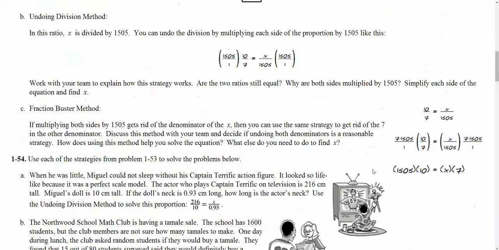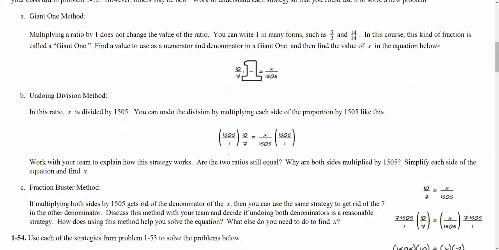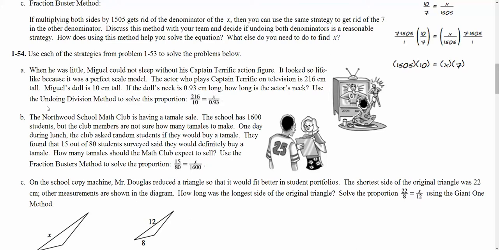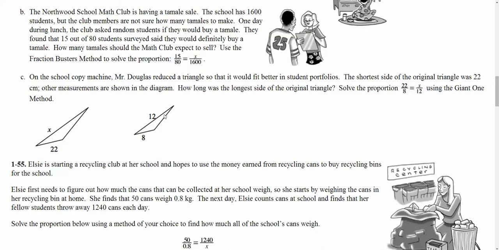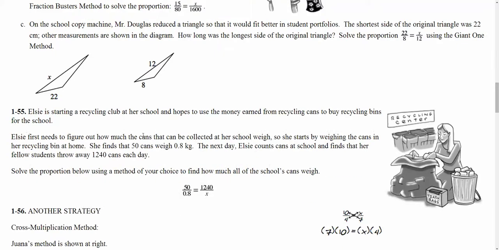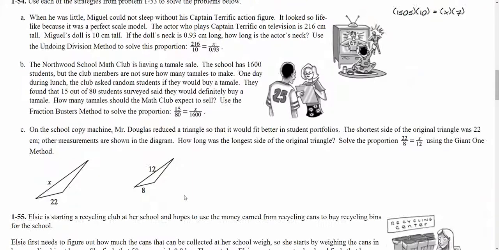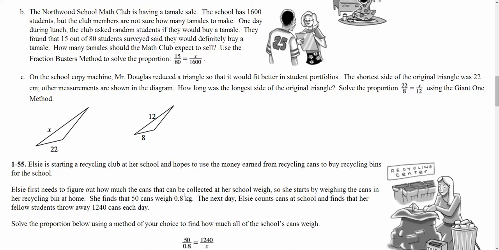Okay? Your job today is to pick one of these methods or all of these methods and give it a shot here. We got one situation here with some Captain Terrific action figure. We got a math club tamale sale going on, and we got a triangle here with some proportions. And then your last problem here is a recycling club. This one's a little tricky because it adds in a decimal. Otherwise, in your groups, you got 4 problems to work through.